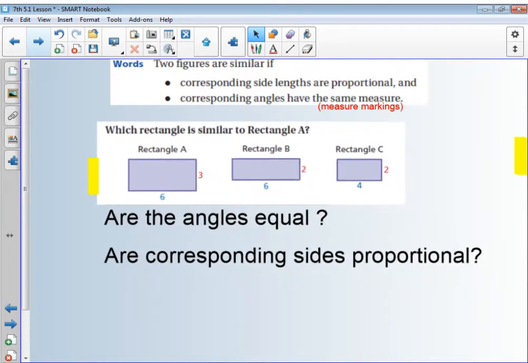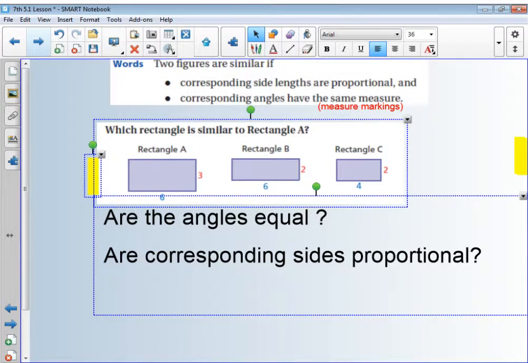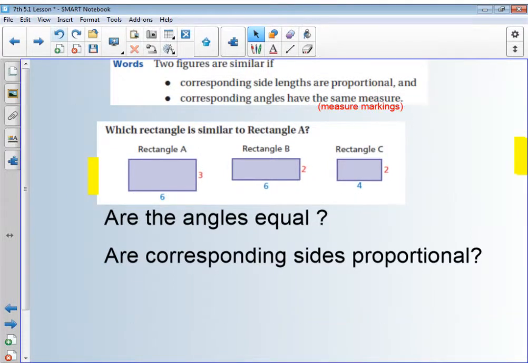Okay, so here's our first one. It says, which rectangles are similar to rectangle A? So we know we're going to use A, and we want to check to see which ones are similar. So in order for them to be similar, they must have corresponding angles that are the same measure. So let's check that one first. Well, all of them have right angles, so those perfect little right angle corners. So that's not going to help us decide that, because all of the angles are right angles.